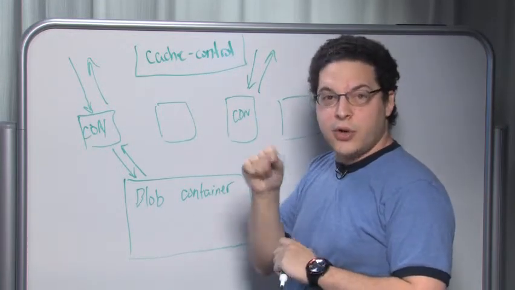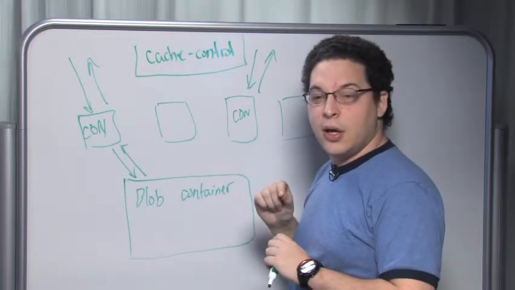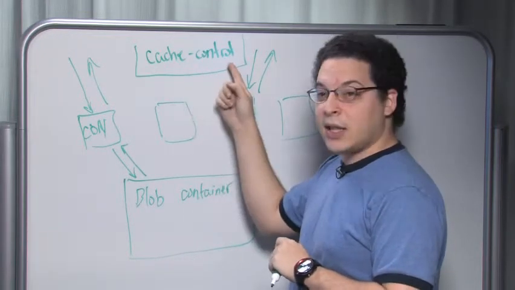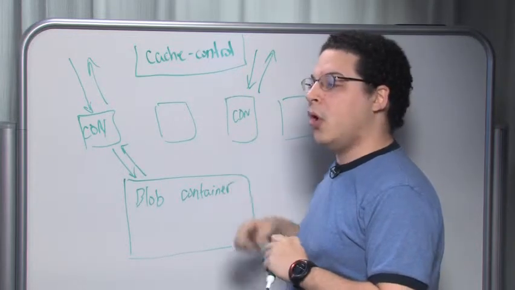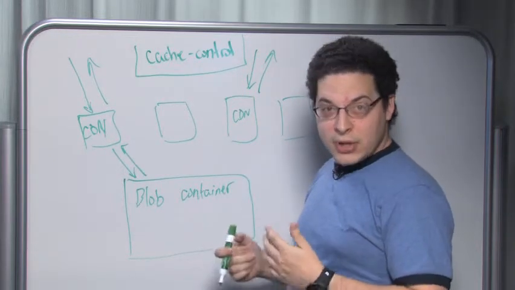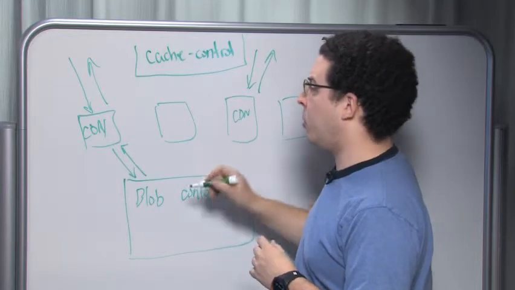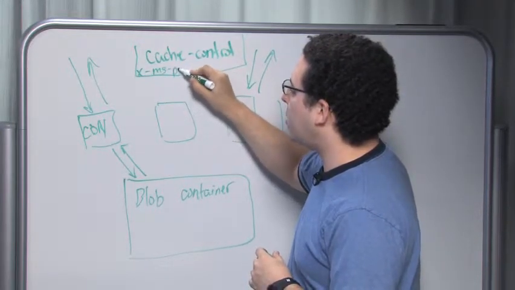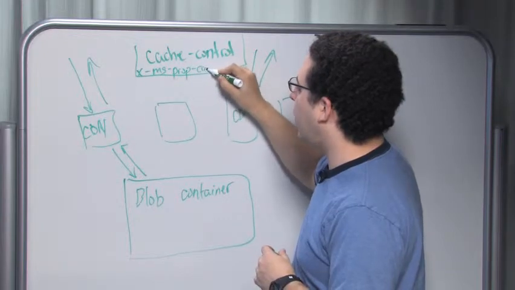The way you do that when you're storing your blob is either in the put blob REST API, you can just set the header, cache control, or as you're doing a set properties on the blob, or even during the put blob, you can use this alternate one, x-ms-prop-cache-control.